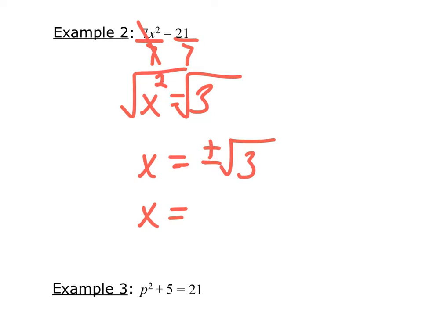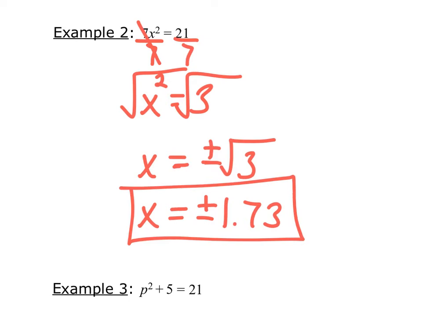1.73205. So I'll round it to the nearest hundredths place. So don't forget it's plus or minus 1.73. Those would be your two answers, positive 1.73 and negative 1.73. So those would be your x-intercepts.